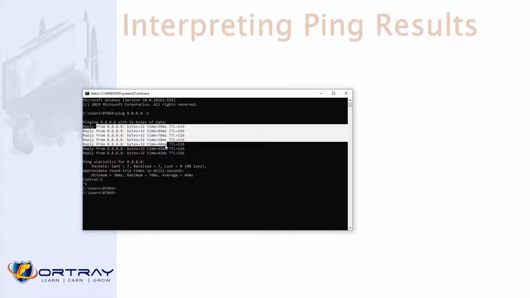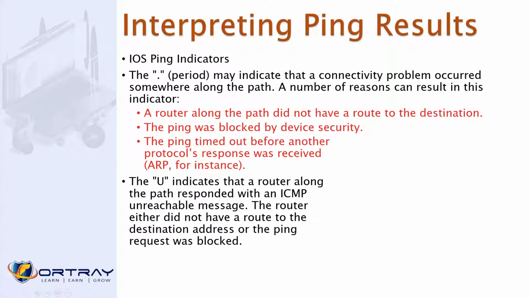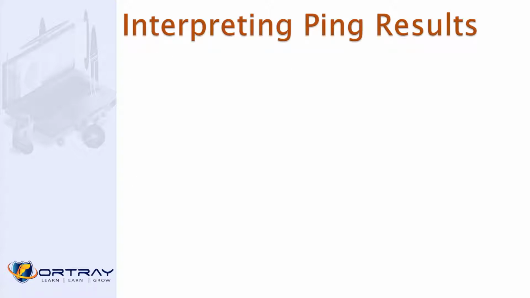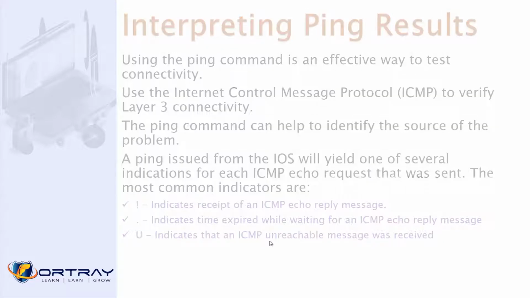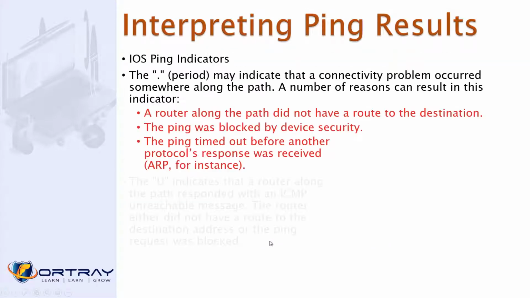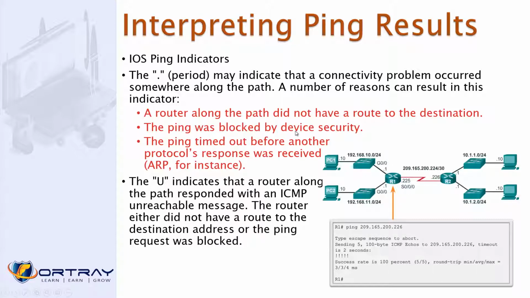So this result is different when we go into the Cisco router. You can see on the Cisco router we have three types of indication. One, successful: you send the echo and you get the echo reply back. Dot indicates that time expired while waiting for an ICMP reply. U indicates that the ICMP unreachable message was delivered. Now, we already discussed that.